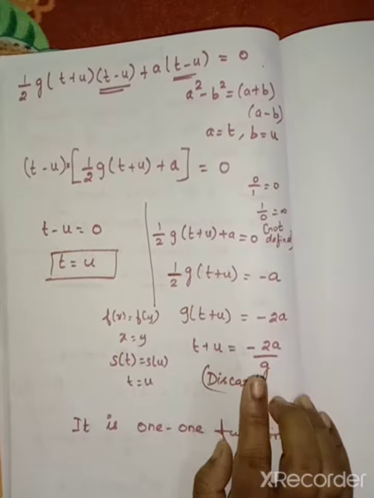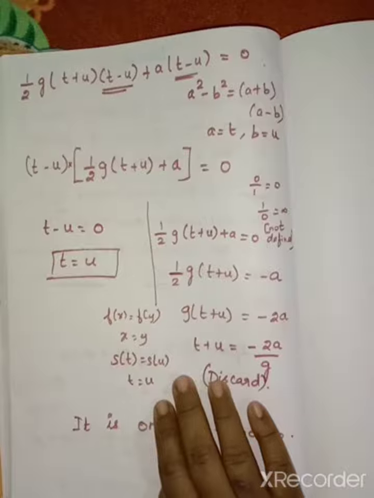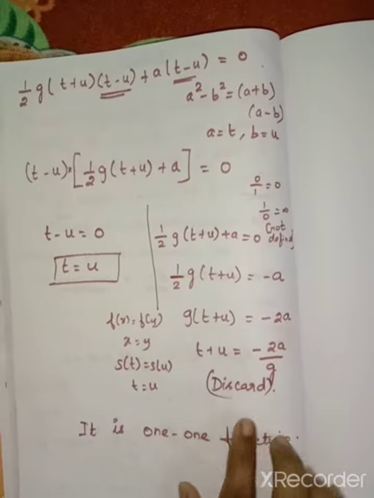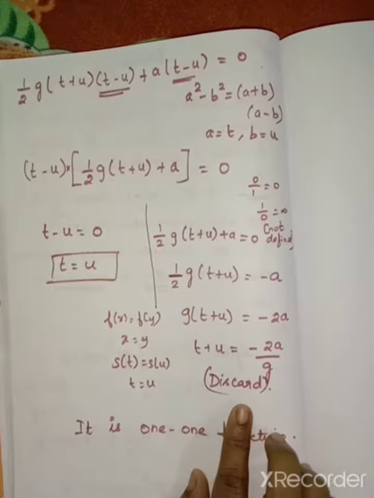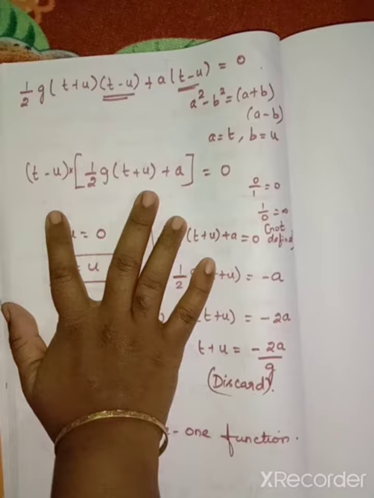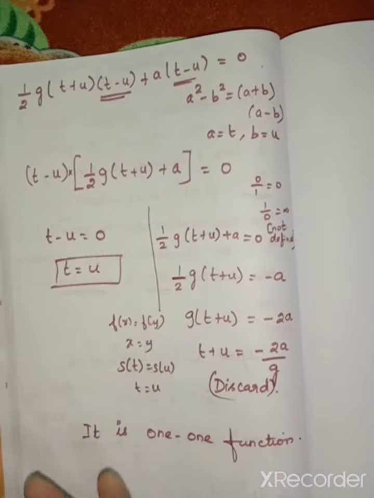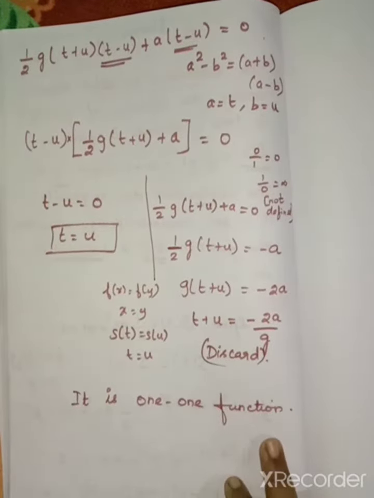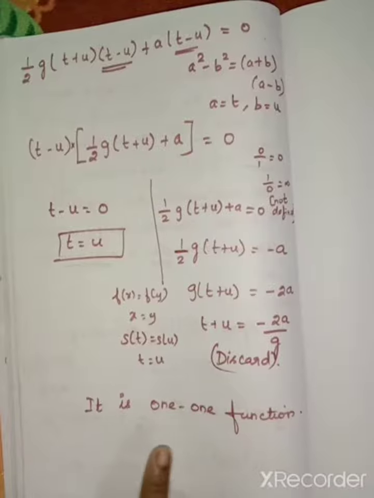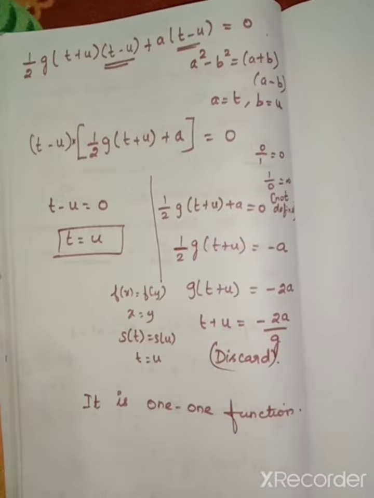So acceleration must be what? Positive. So if it is negative, you have to omit this one. So alone I have said this is discard. Discard means we cancelled this, because here we have taken 2 assumptions. Any one possible, if it is possible, we say it is a 1-to-1 function. So since we got it in the first itself, it is a 1-to-1 function.